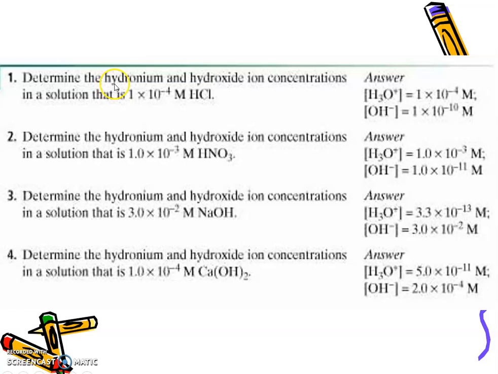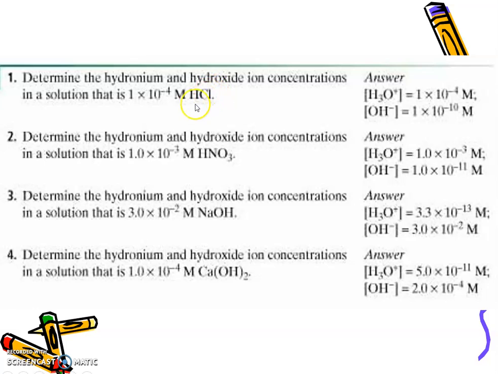So as an example, determine the hydronium and hydroxide concentrations for a solution that has 1 times 10 to the minus 4 molar HCl. Well, this is a strong acid, so we're going to assume that it's going to completely ionize, and that means my concentration of H+ is 1 times 10 to the minus 4, and my Cl- is 1 times 10 to the minus 4.